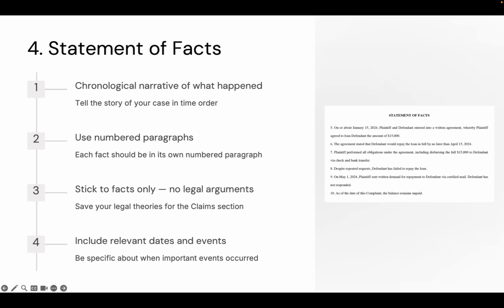Now you have to tell your story, and this is called the statement of facts. Or you could also call it factual background or just facts. Use short numbered paragraphs and stick to the facts. No opinions, no legal arguments yet. Write clearly and chronologically, include dates, locations, and actions. So for example, on January 3rd, 2023, plaintiff and defendant entered into a written agreement, etc., etc. Defendant agreed to pay plaintiff $5,000 within 30 days, and so on and so forth. Then defendant failed to pay the agreed amount despite multiple reminders. Keep it simple. The goal is to give the judge and the other party a clear understanding of what happened.